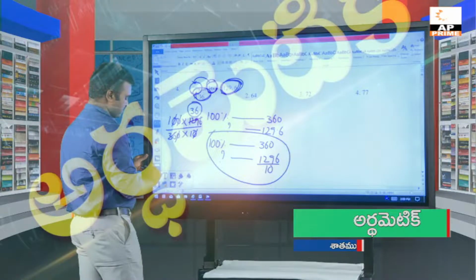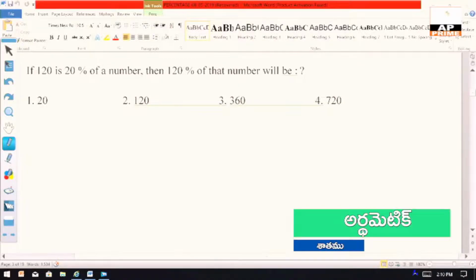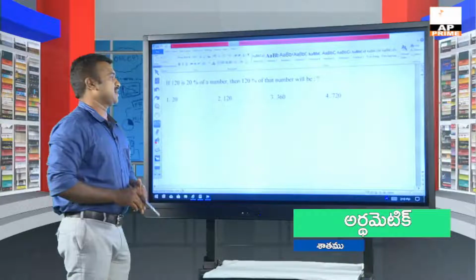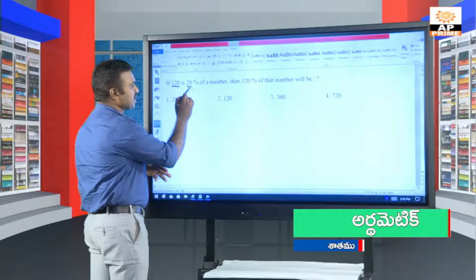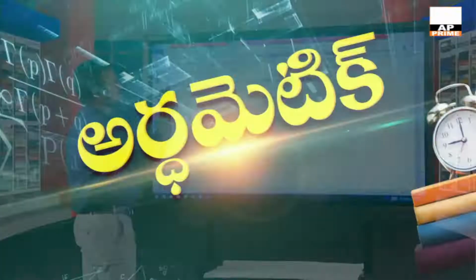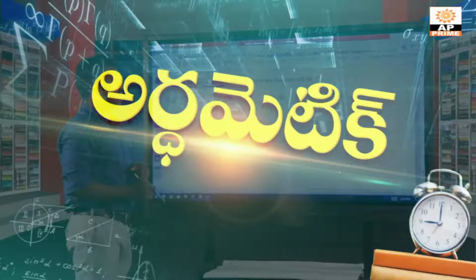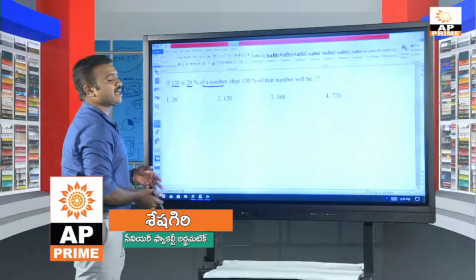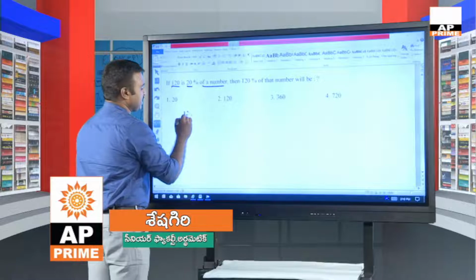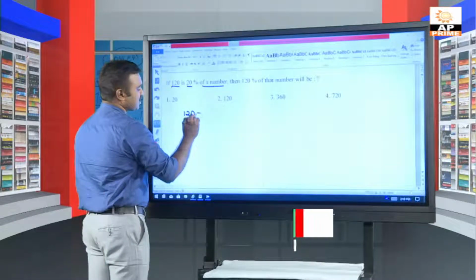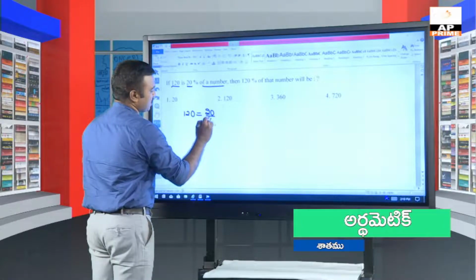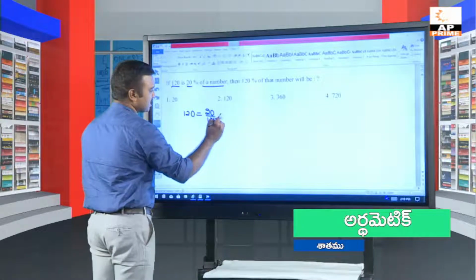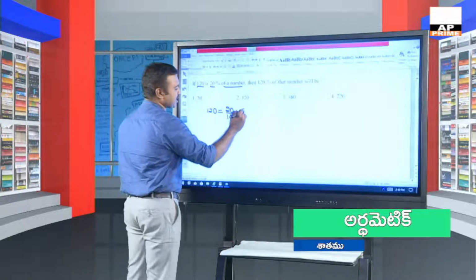నెక్స్ట్ వన్, if 120 is 20% of a number, then 120% of that number will be. ఒక నెంబర్లో 20% వచ్చి 120 ఉందంట. ఆ నెంబర్ ఎంతో తెలియదు. సో ఆ నెంబర్ నేను ఎక్స్ అనుకుంటున్నాను. చూడండి, 120 ఈజ్ 20% అంటే 20/100 ఆఫ్ ఎక్స్.